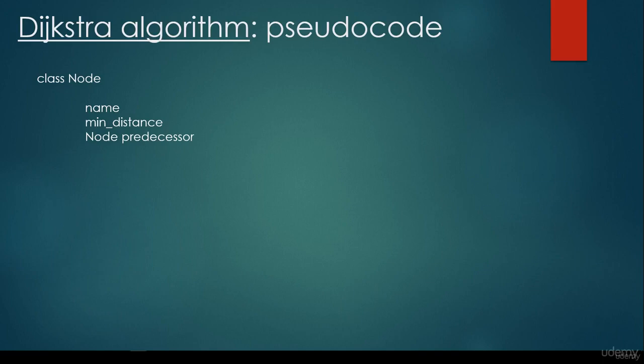Hi, in this video we are going to discuss the concrete pseudocode for the Dijkstra shortest path algorithm. So let's get started. First of all, we have to create a distinct class storing the information about the node. For example, the name of the node and the minimum distance from the starting point to the given node. The min distance is going to contain this information.